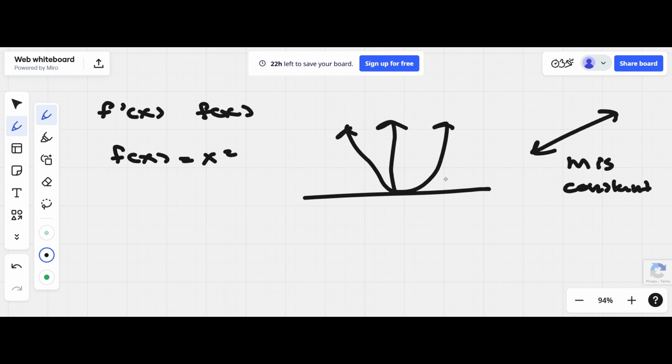So in this case, what we do is we find the slope of the tangent to the line. Now, what is a tangent? A tangent is a line that touches the curve at one point and then never touches it again. So let me draw out another function.